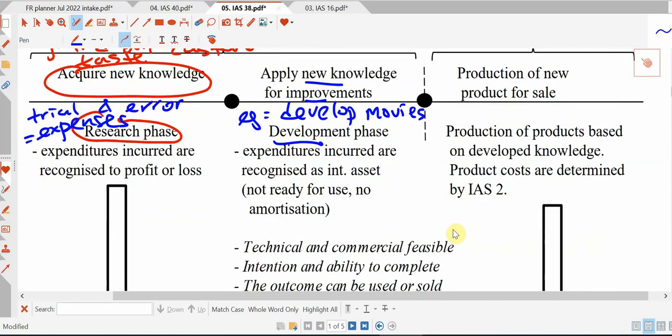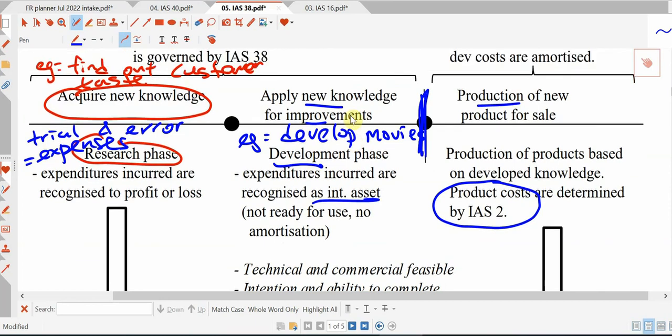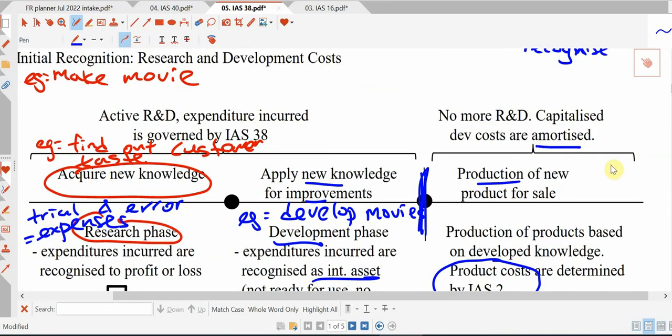Shooting a movie can take months to years, depending on the progress, a few months to a few years. Once the development ended, we'll go for production. At the point of production, whatever things we are producing, whether the production of a copy, DVD, or whatever, all these are IAS 2, production costs. But what happened to my development cost? This one is capitalized as an intangible asset already for the few months or few years. The development cost, we will start to amortize.